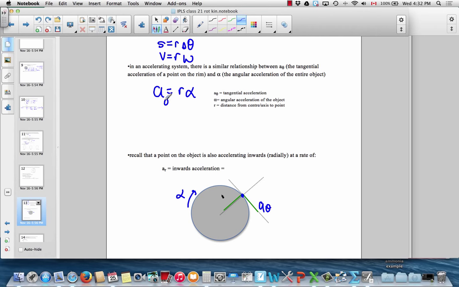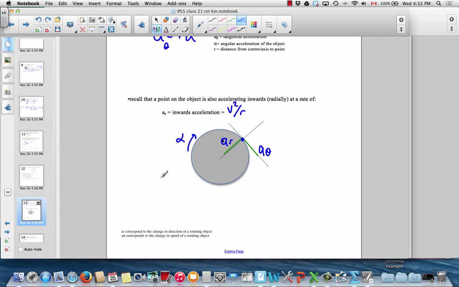The reason I need to add that little subscript is that there's actually another acceleration. There's the inwards acceleration, v squared over r, corresponding to the changing direction that we're familiar with. So a theta happens when the object is changing in speed. Ar, the radial acceleration, happens when the object is changing direction. Now this one's inwards, and this one's along the edge of the circle, consistent with the direction of alpha.